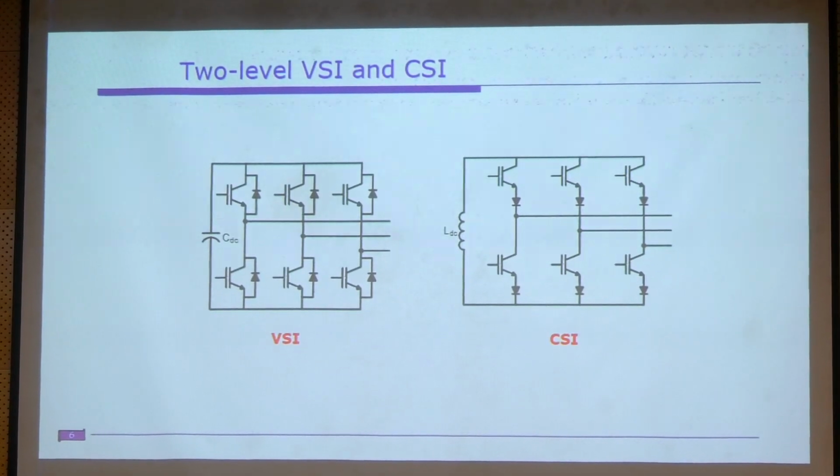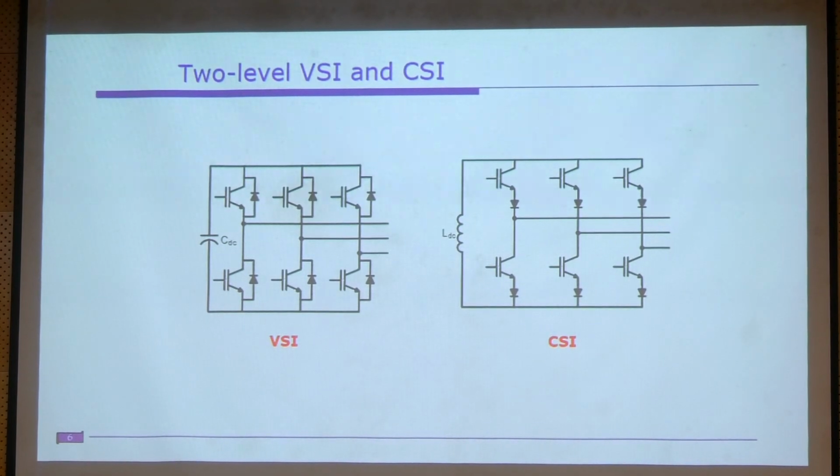If you compare these, in the early days, especially in drive applications, we preferred to use the current source inverter, right? Nowadays everything has shifted to the voltage source inverter. Why? If you compare the voltage source and current source inverters, in the current source inverter two devices conduct at a time, right? The load current flows through the switch as well as the diode, whereas in the voltage source inverter only one device conducts at a time.